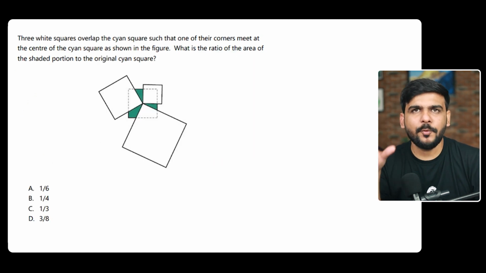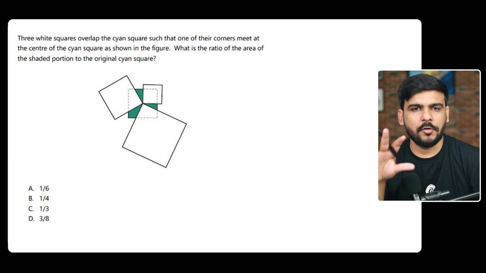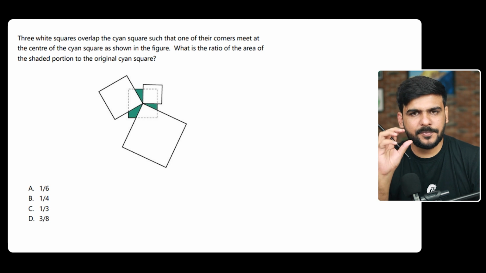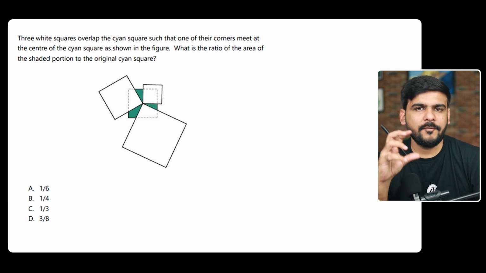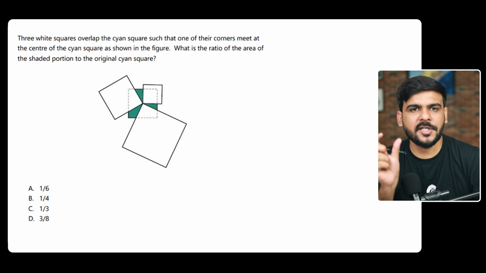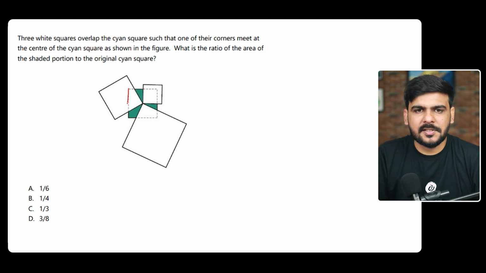Now see, we have seen many area-based questions before also, and again we'll try to prove how, without using much mathematics, we'll solve it. So they are saying in this, the shaded portion is what you have to calculate, and the ratio of the area of the shaded portion to the original cyan square. That means this square and this portion, this ratio is being required.